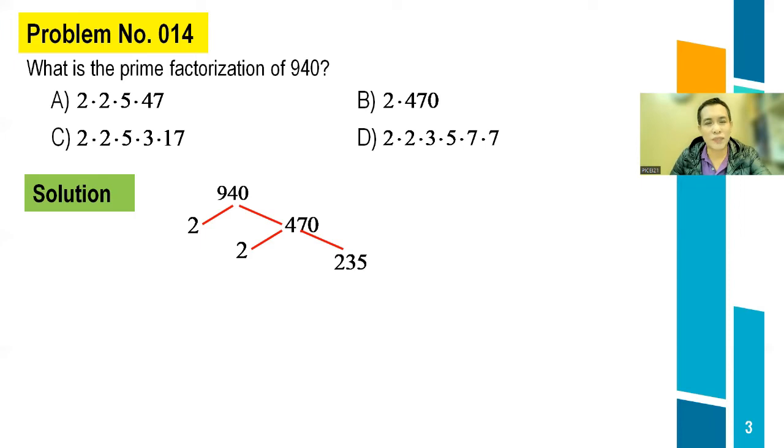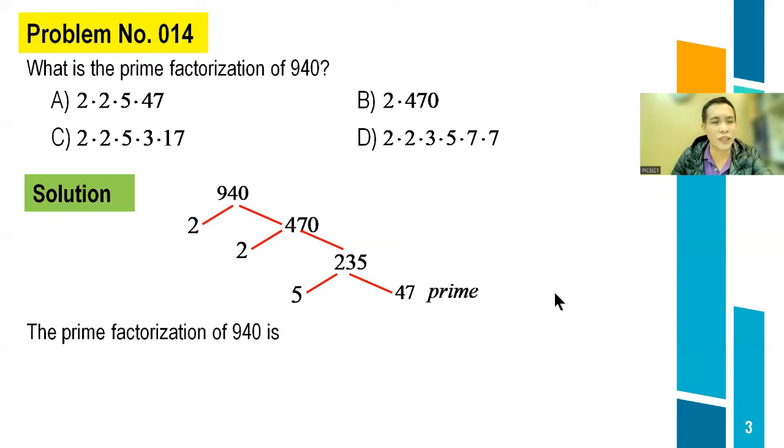235 is not divisible by 2. We will try 3, but 235 is not divisible by 3. For 5, 235 divided by 5 is 47. And we know that 47 is a prime number. So the factors are 2 times 2 times 5 times 47. So letter A is the correct answer.